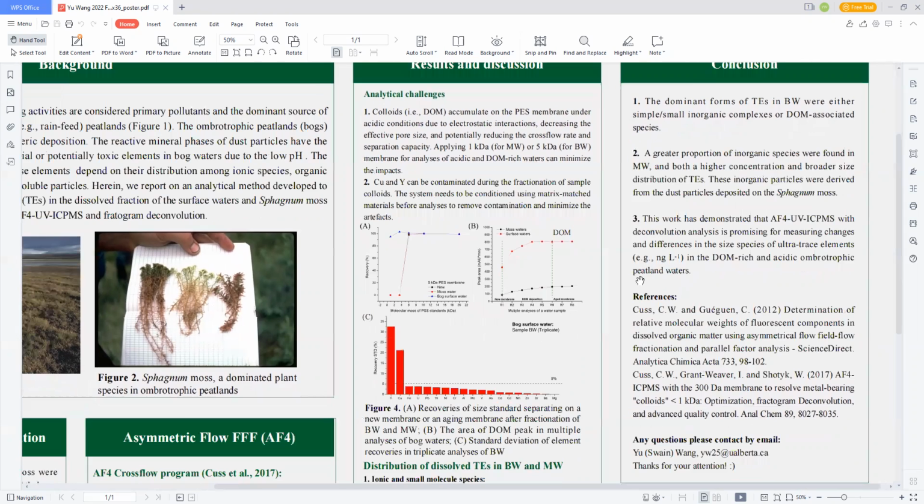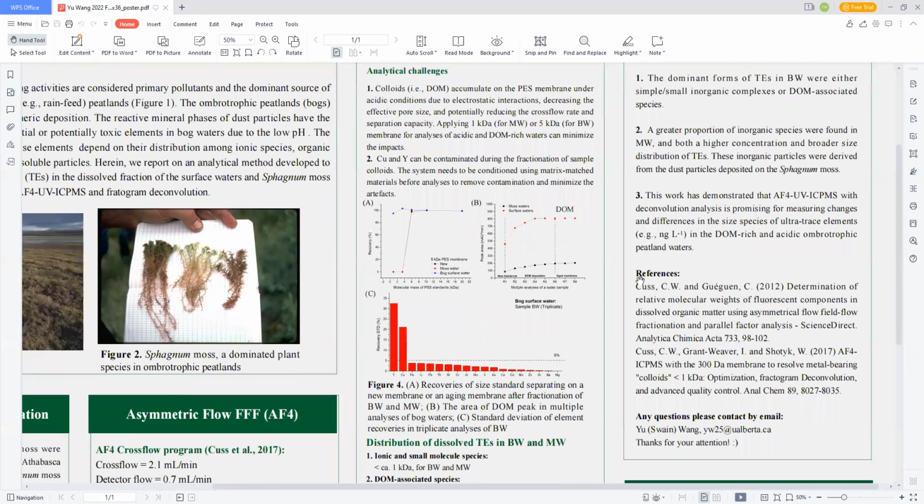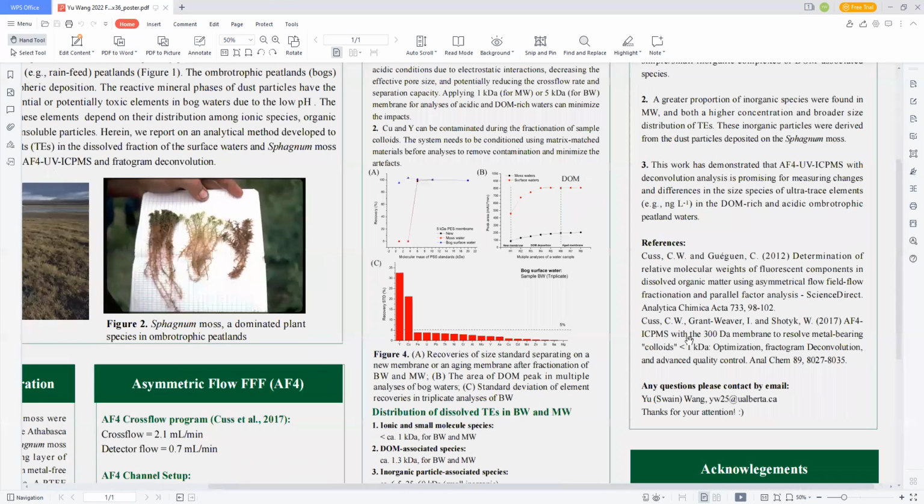This work has demonstrated that AF4-UV-ICP-MS with deconvolution analysis is promising to measure changes and differences in the size distribution of trace elements in the dissolved organic matter rich and acidic ombrotrophic peatland waters.